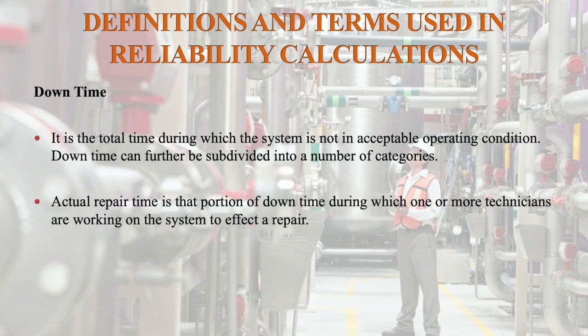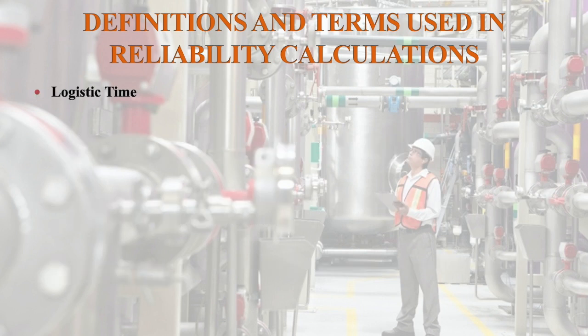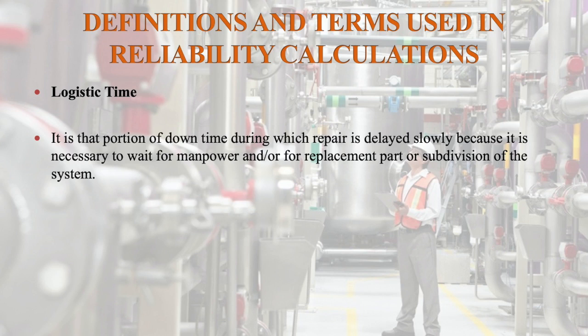Actual repair time is that portion of downtime during which one or more technicians are working on the system to effect a repair. This time includes preparation time, fault location time, fault correction time and checkout for the system. Logistic time is that portion of downtime during which repair is delayed solely because it is necessary to wait for manpower and/or for replacement parts or subdivisions of the system.